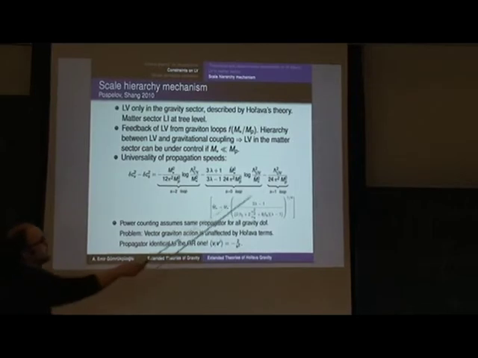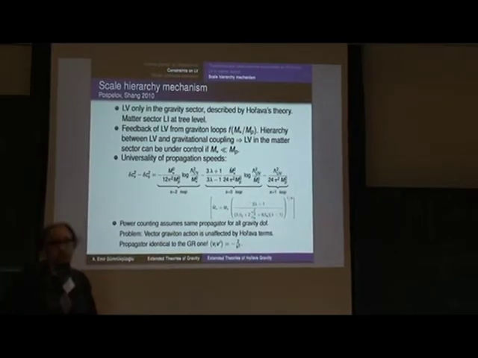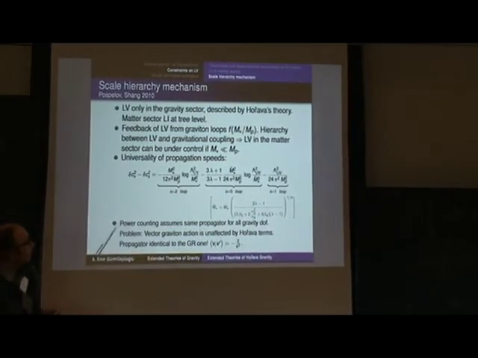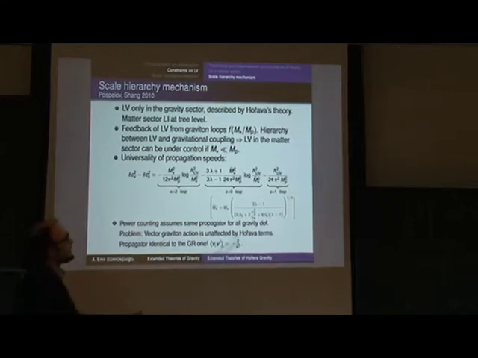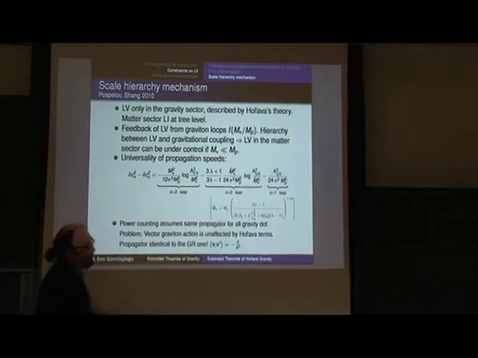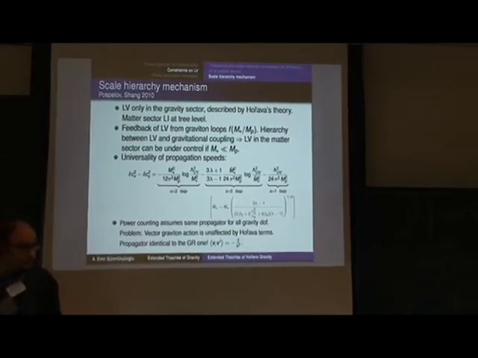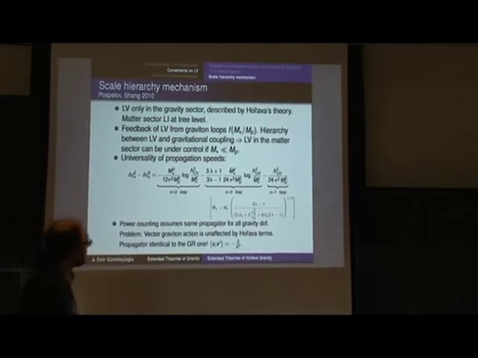So this is basically signaling a problem of Horava theory, which is that the higher dimensional operators do not affect the vector sector at all. So the propagator of the vector mode is exactly the same as in GR. It is completely blind to these higher Horava terms. And as a result, you end up with this big naturalness problem, basically.